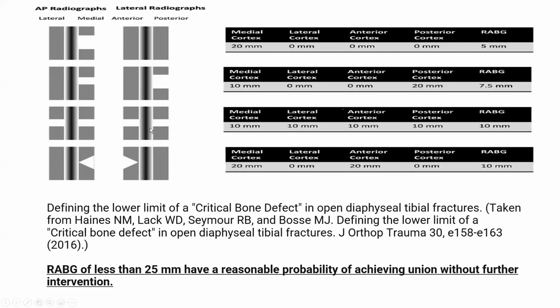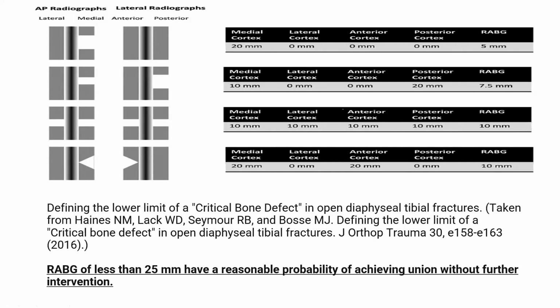Same applies here. Let's see this fracture. It has 10 millimeters from each side, medial, lateral, anterior, and posterior. And the RABG is 40 divided by 4, which is 10. This fracture, if it had a 1 centimeter gap from all sides, will still have a chance to heal. So 100% non-union when the RABG is 25 millimeters or more.